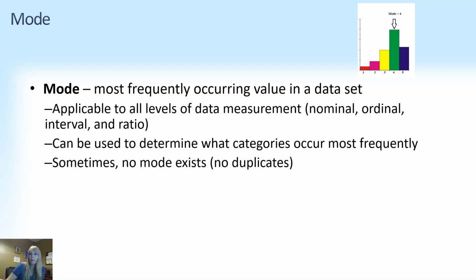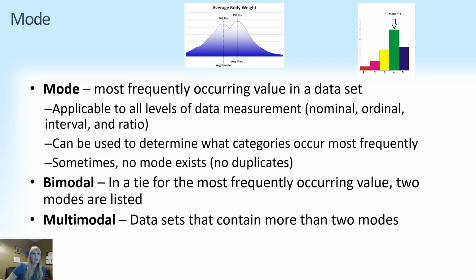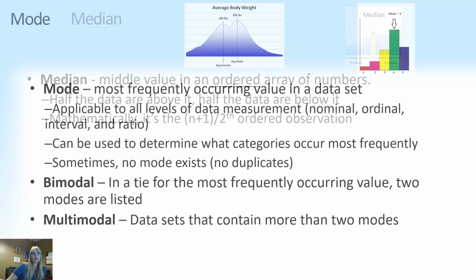There can not be a mode if there's nothing repeated. So if you have no values repeated, then there may not be a mode. There could be more than one mode. You could have bimodal or even multimodal with more than two modes.